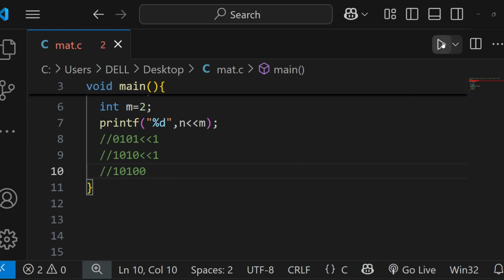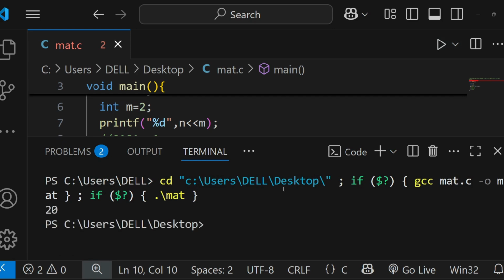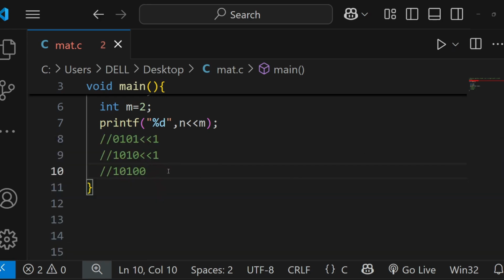If I run the code and see what value I am getting, I'm getting exactly 20. Now it's clear. One thing you have to remember: here the bit will not be lost. The bit is there, it is just increasing its range.